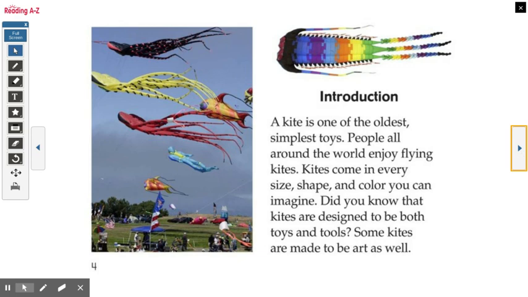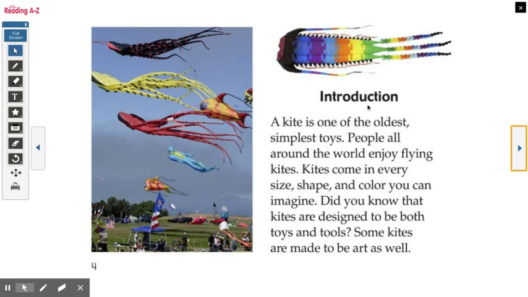Looking on this page, I see 2 text features. Can you tell me one? I see a heading. Point to the heading on your screen. Yeah, that word introduction right here. Notice how it's in the middle and it's bold. That is a heading. And it is telling us kind of what the page is going to be about. And this page is going to be like a summary. It's going to be an introduction of what the story is going to be about.